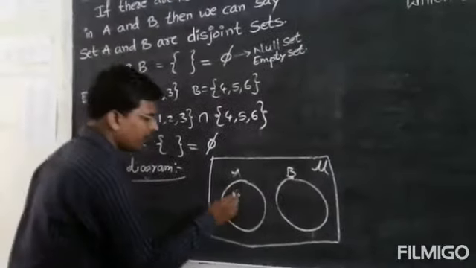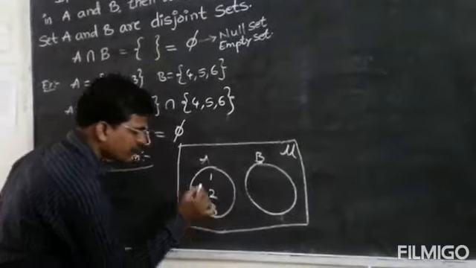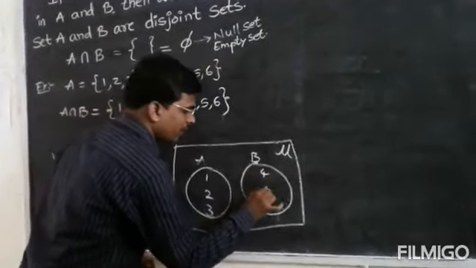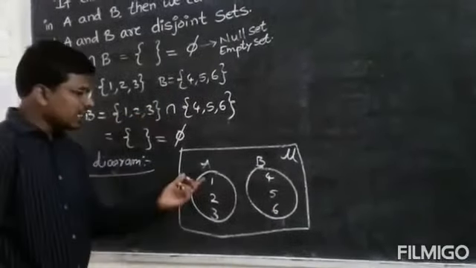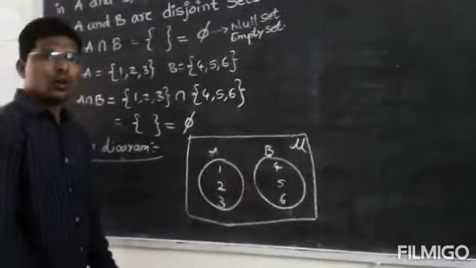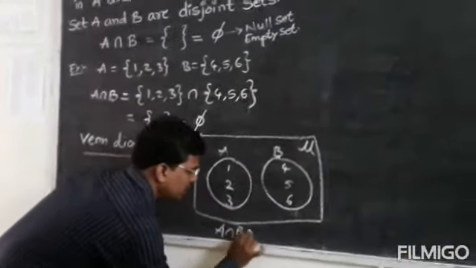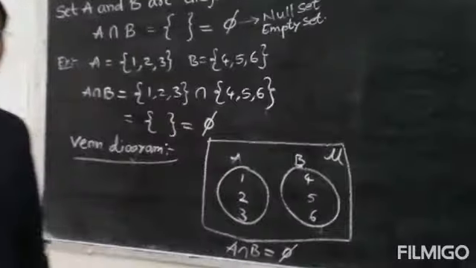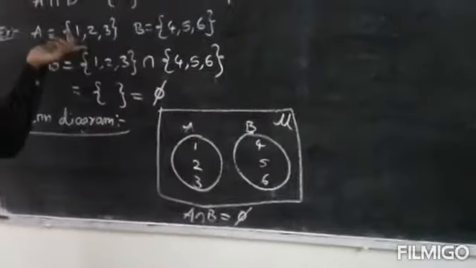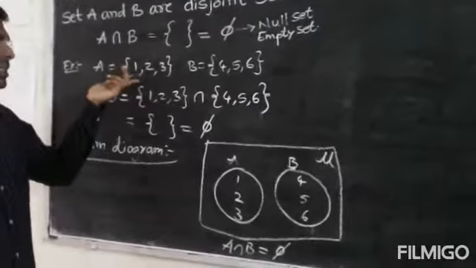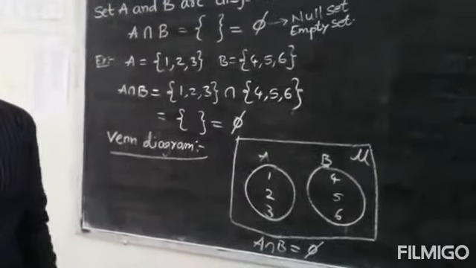In set A we have the numbers 1, 2, 3, and in set B we have 4, 5, 6. Are there any common elements here? No. So that's why we can say A intersection B is equal to phi, the null set, according to the Venn diagram, according to the general procedure, and according to the definition.